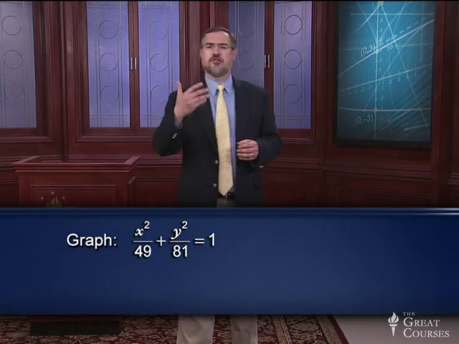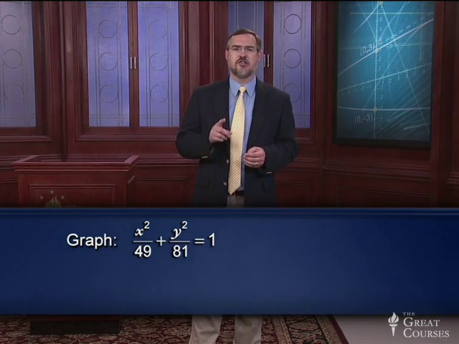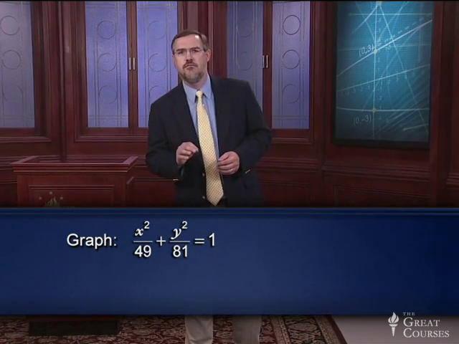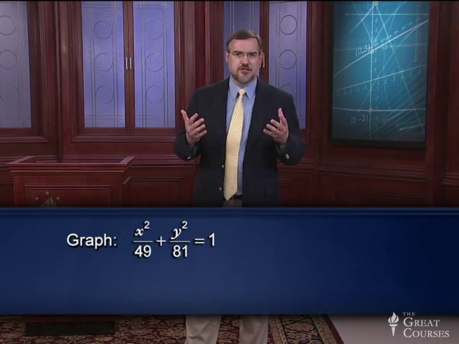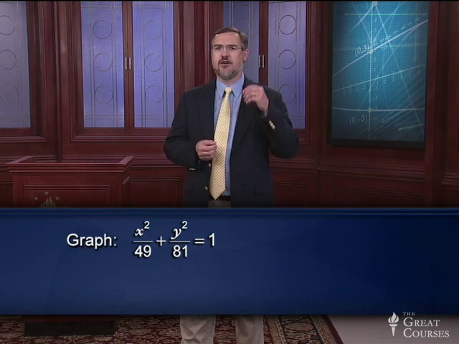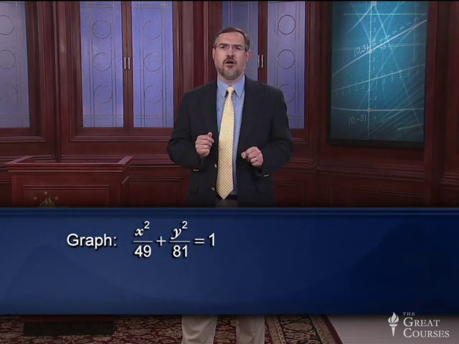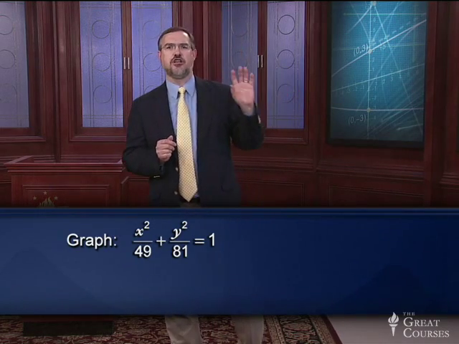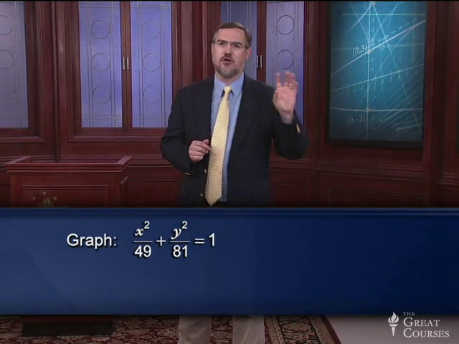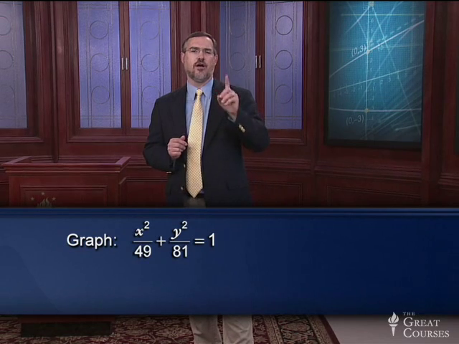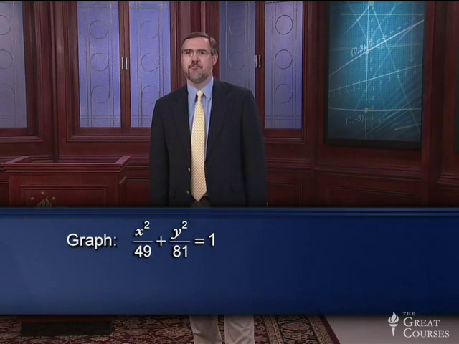Okay, let's talk through this for a moment. First, notice that this equation is already in standard form, and we're dealing with an ellipse. I've got an x squared term, I've got a y squared term. They're added together on the left-hand side of the equation, and the right-hand side of the equation equals 1. So this is definitely the equation of an ellipse, and the equation is already in standard form.